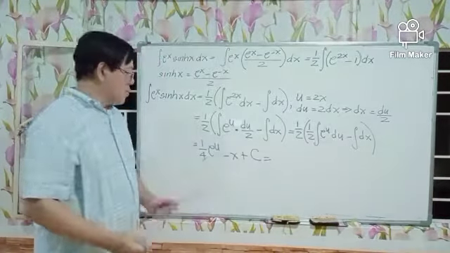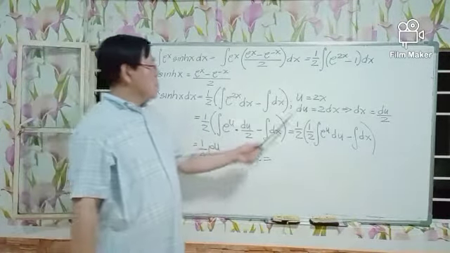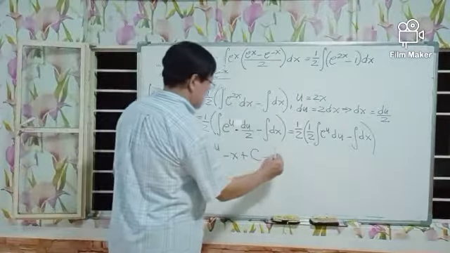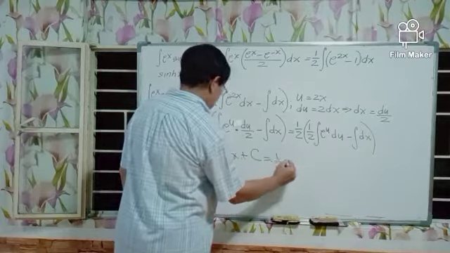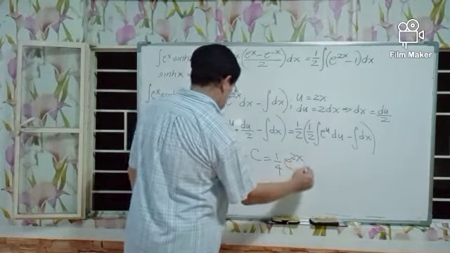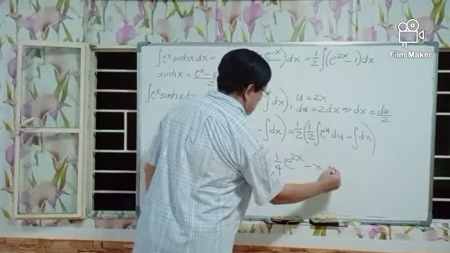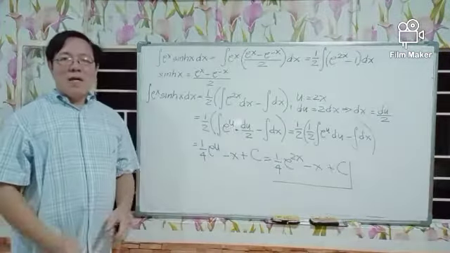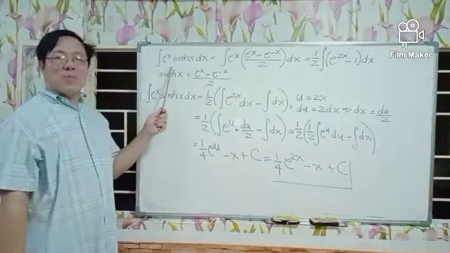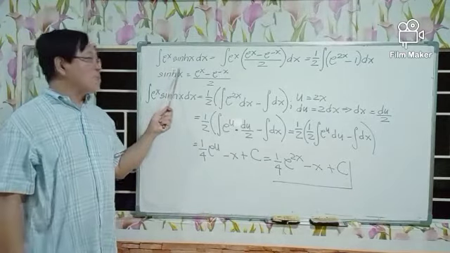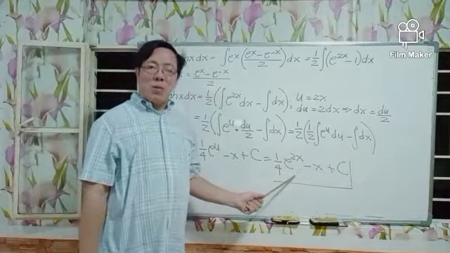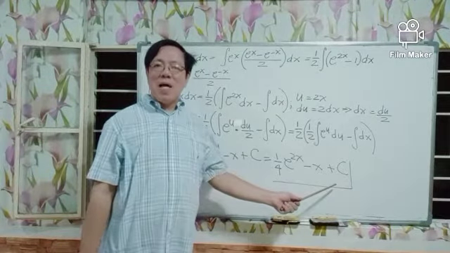And we write u in terms of x. We let u equals 2x. Hence, the integral of e to the x multiplied by hyperbolic sine of x with respect to x is 1/4 times e to the 2x minus x plus c.